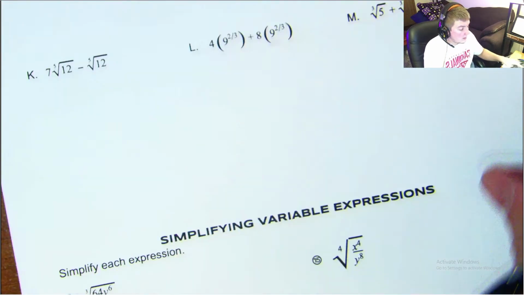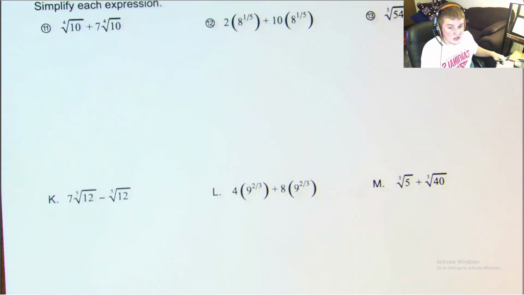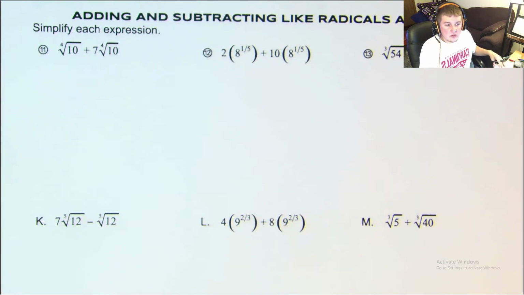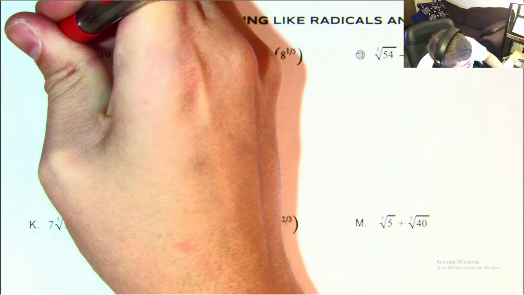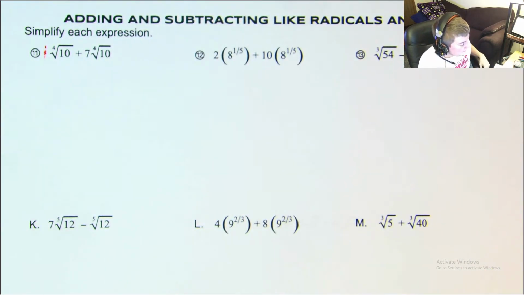So let's go ahead and do some more simplifying. These ones are going to be hopefully a little bit easier. It's kind of like combining like terms essentially. So if I look at 11, 12, and 13, I just want to condense these down to the least amount of terms possible. When I look at 11 here, I have a sneaky hidden 1. So I have 1 times the 4th root of 10 plus 7 times the 4th root of 10.